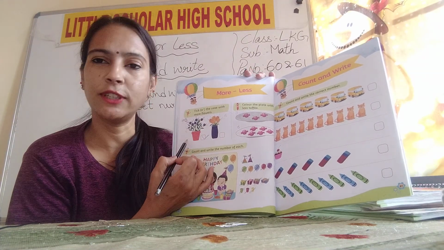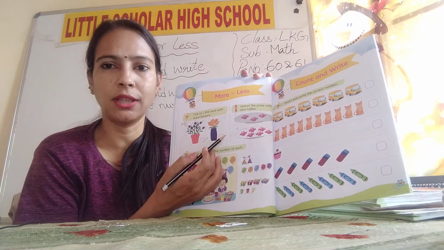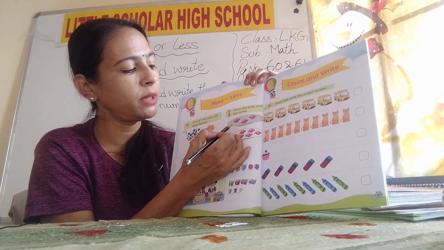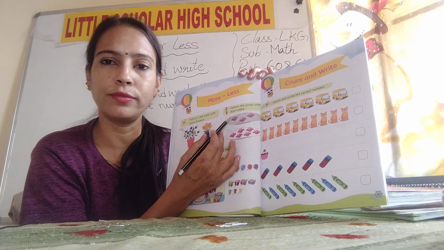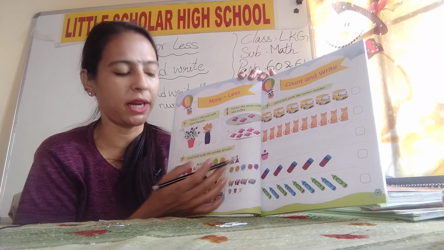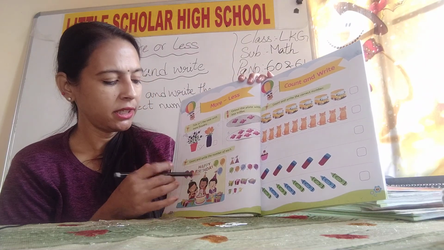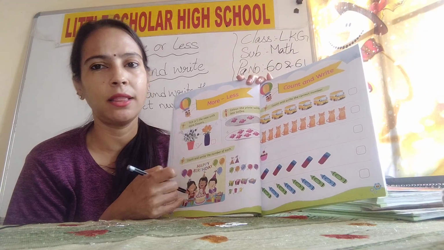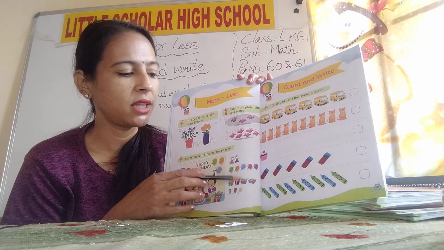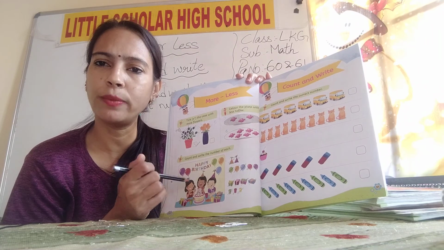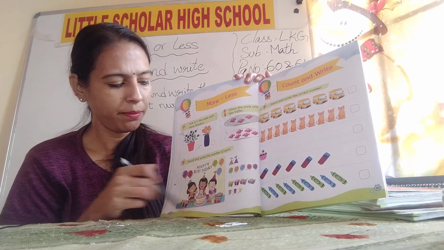So the vase which had more, we have checked that vase, and the plate which had less toffees, we have colored that plate. And then we have done counting of the items which were in the birthday party picture.